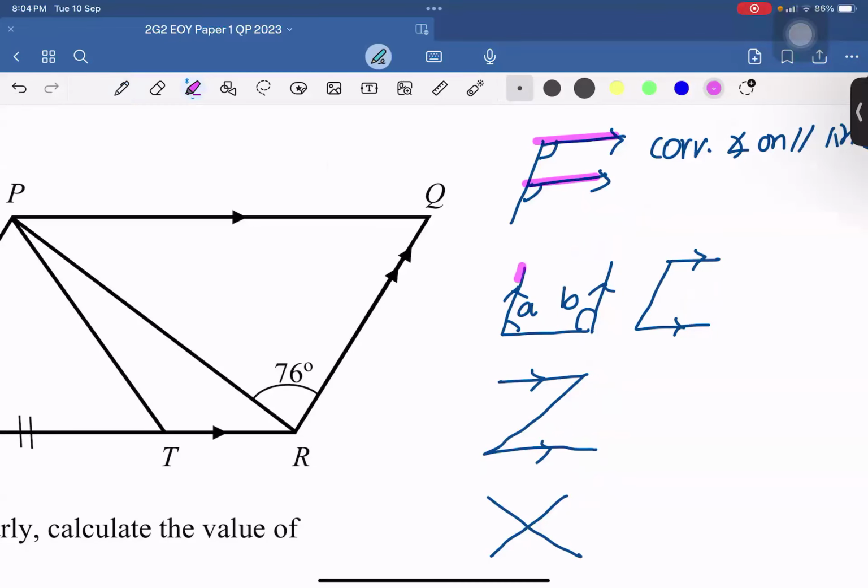What do these two angles add up to? The two of them are interior angles. The angles add up to how many? A plus B equals how much? 180. Thank you very much. A plus B equals 180 degrees. This is the interior angles on parallel lines.